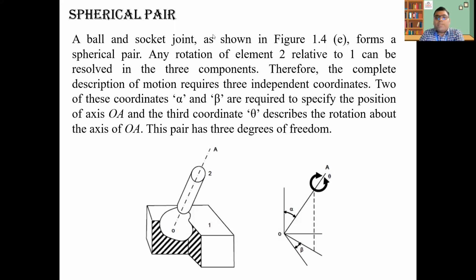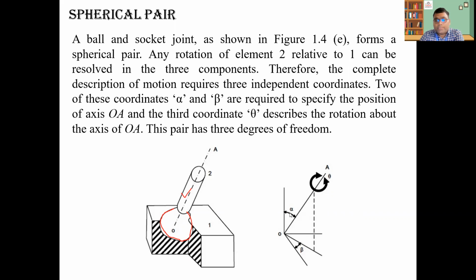Spheric pair. In the spheric pair, you can see in this diagram, this is the ball socket joint, and here it is forming a spheric pair, and the rotation of element 2 relative to element 1. Okay, it is deep inside. So you can see the motion of this element 2 relative to 1 can be resolved in three components, and therefore the complete description of motion requires three independent coordinates.